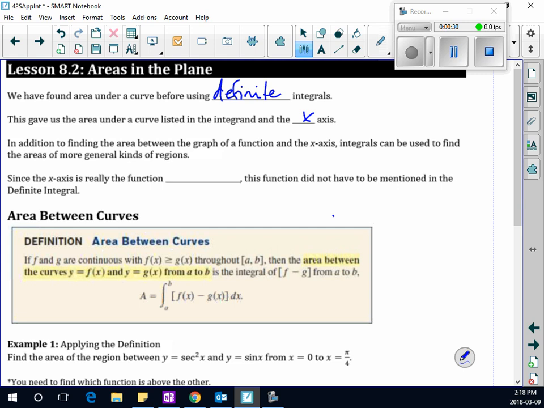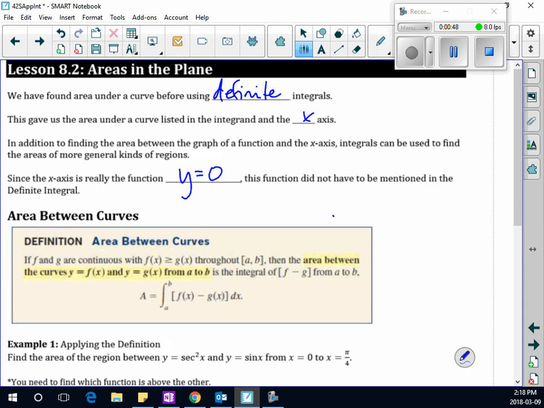Since the x-axis is really the function y equals zero, this function did not have to be mentioned in the definite integral, and you'll see why in a second.